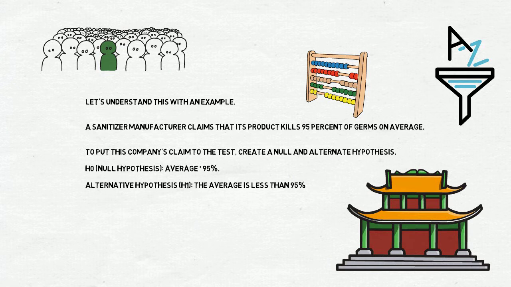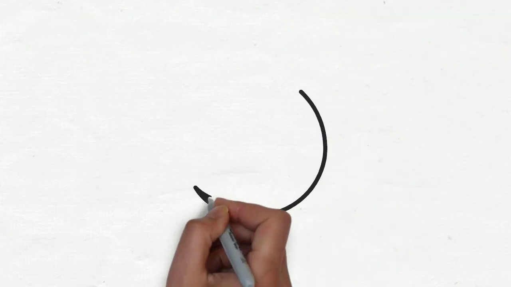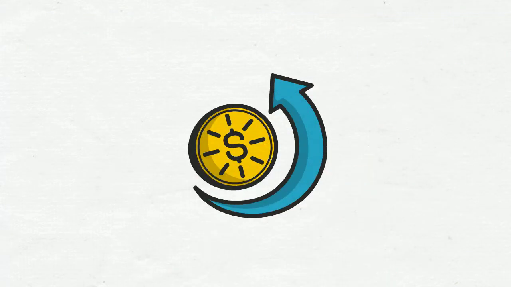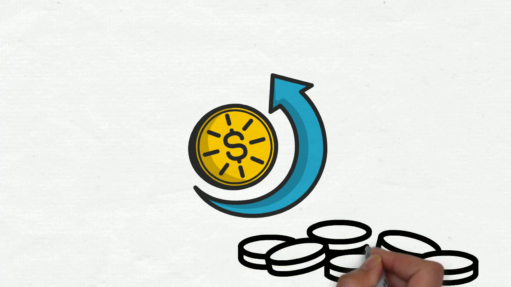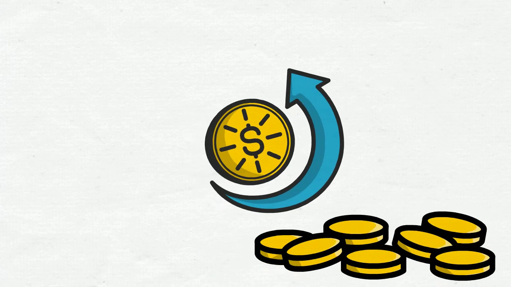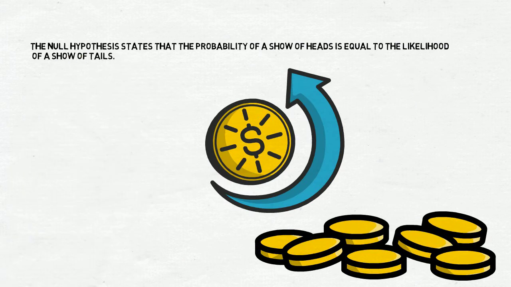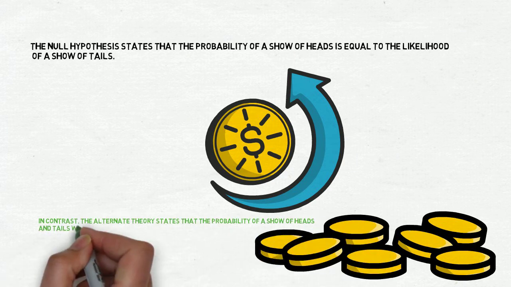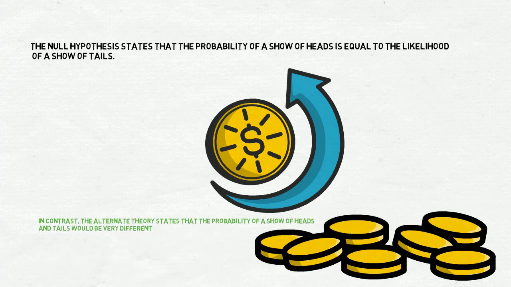Another straightforward example to understand this concept is determining whether or not a coin is fair and balanced. The null hypothesis states that the probability of a show of heads is equal to the likelihood of the show of tails. In contrast, the alternative theory states that the probability of a show of heads and tails would be very different.